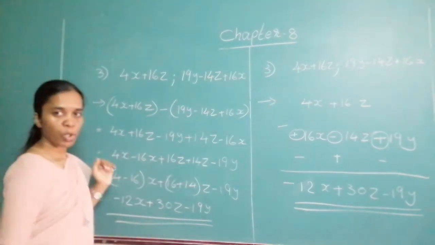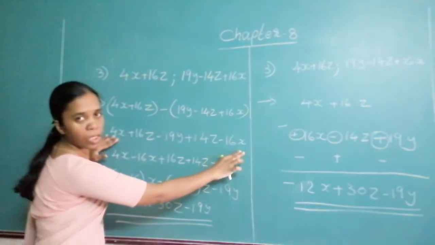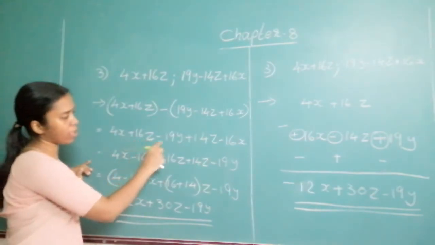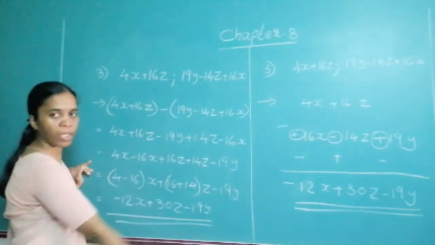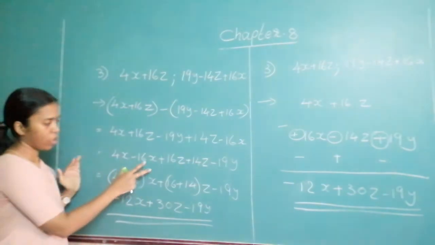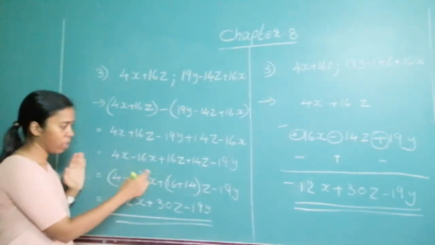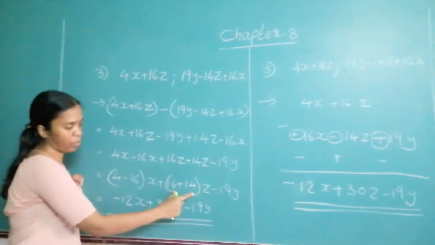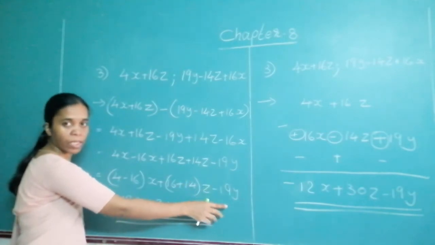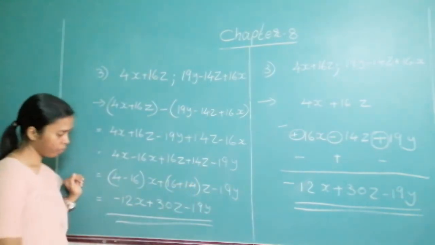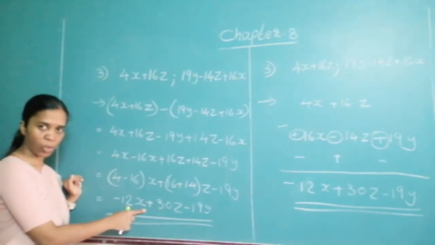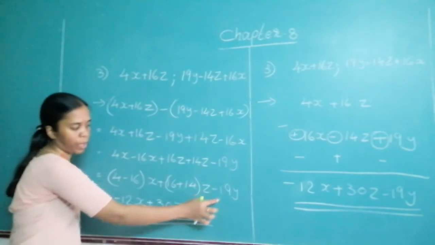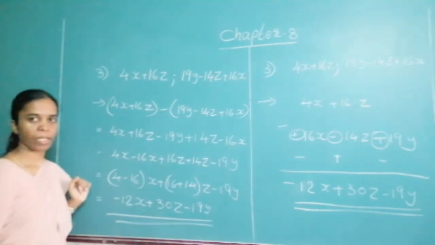Now you bring the like terms together. You have 4x and you can see 16x minus 16. So you write 4x minus 16x, 16 is z plus 14 is z, minus 19y. Like term operation, you know how to do it. Bring the coefficients. 4 minus 16, variable outside. 16 plus 14, z, minus 19y. Since it does not have a like term, write it as it is. 4 minus 16, minus 12x. 16 plus 14, 30, z, minus 19y. So this is the answer.